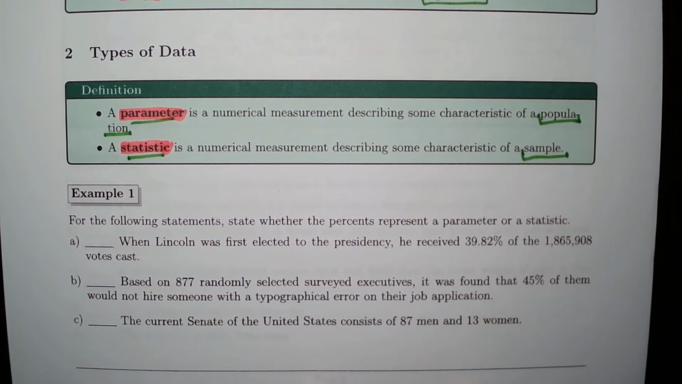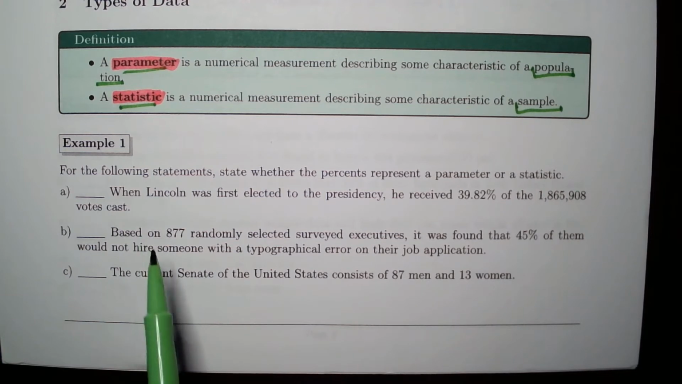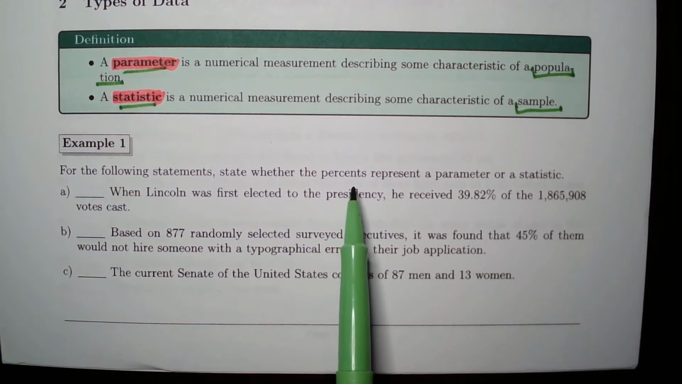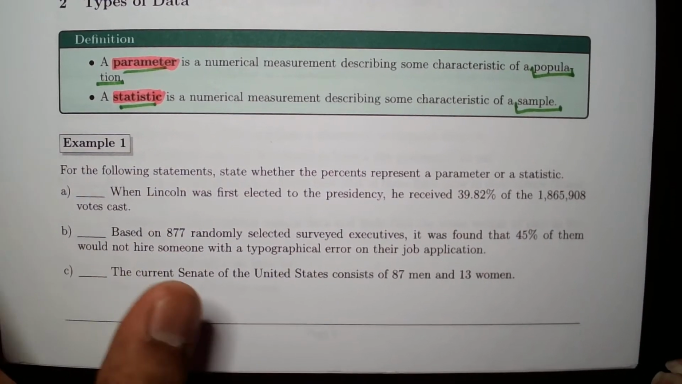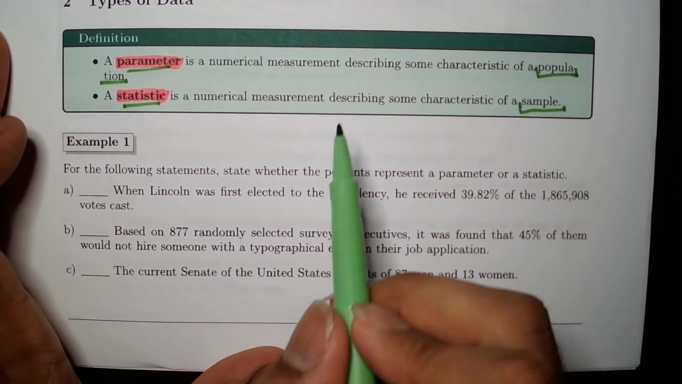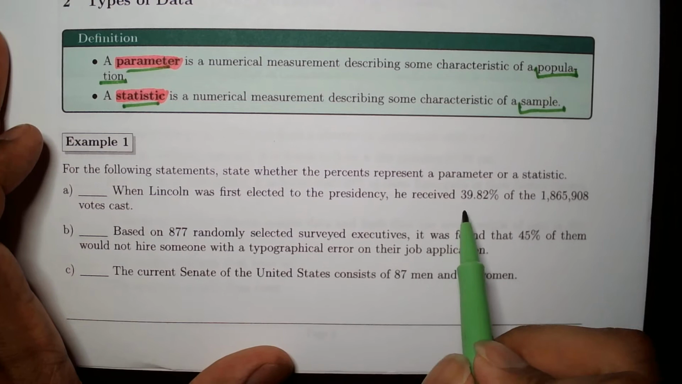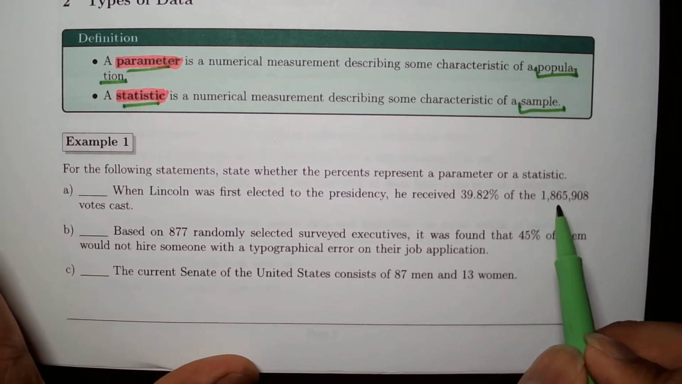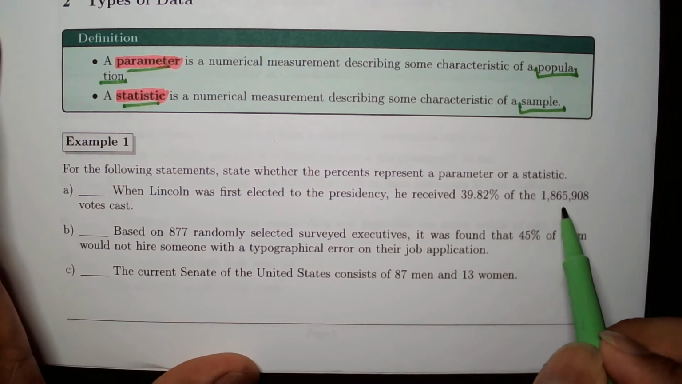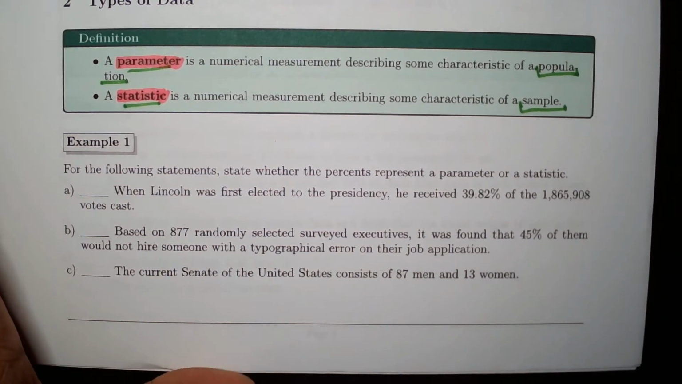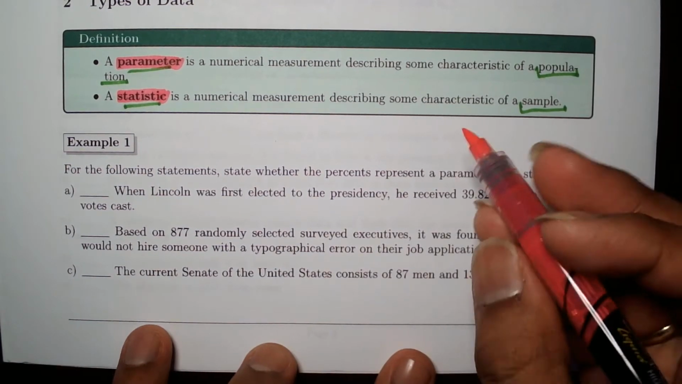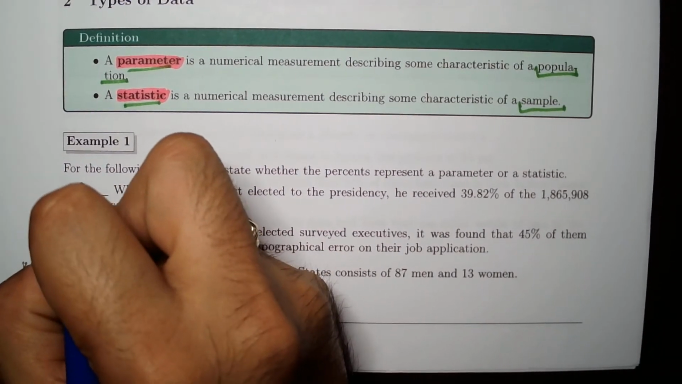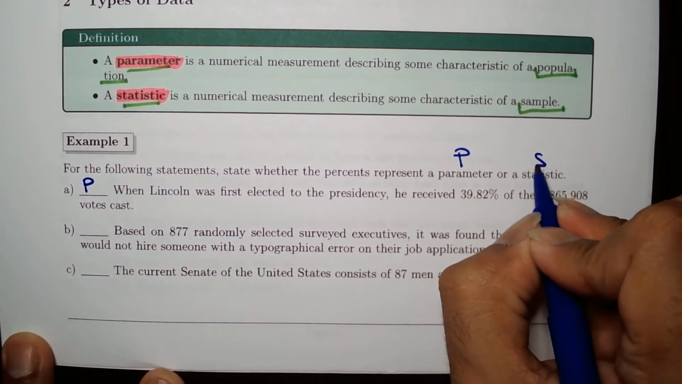Okay. So in the following example, for the following statement, state whether it represents a parameter or a statistic. When Lincoln was first elected for presidency, he received 39.82% of the 1,865,908 votes cast. All right. So what are we talking about here? Are we talking about a parameter or a statistic? In this case, this is going to be a parameter. I'm going to put a letter P for parameter and an S for statistic.